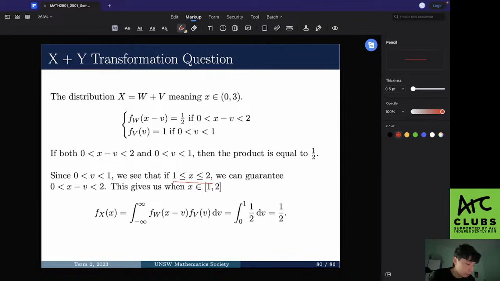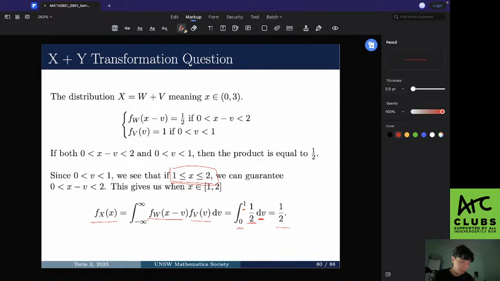So when we take the convolution, which is f_w times f_v, we know that the product is a half. Then we also know that since we're integrating with respect to v, and v ranges from 0 to 1, that's what our bounds of the integral are. We evaluate the integral, and we get f of x is a half, given that x is between 1 and 2.